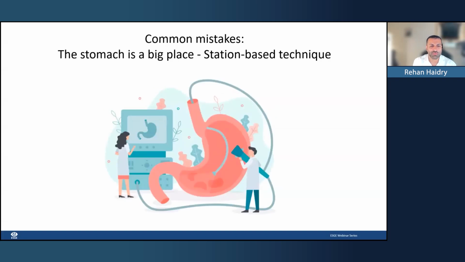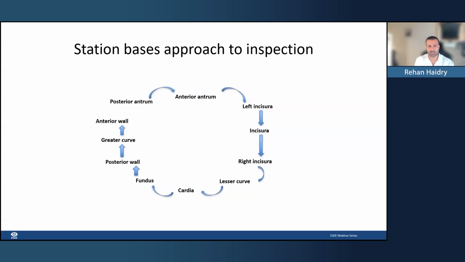Now I'm going to move on to the stomach. The stomach is a big place, big place, and we don't spend enough time looking at it. The reason being is we need a station-based systematic technique. We need to look at the different areas of the stomach. We need to inflate the stomach, wash the stomach.